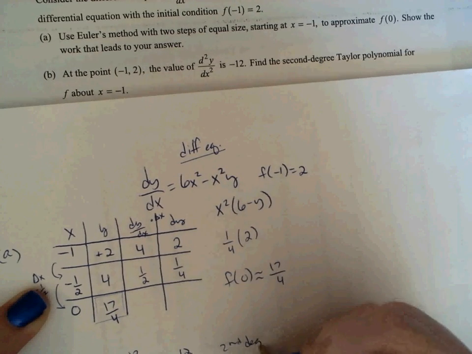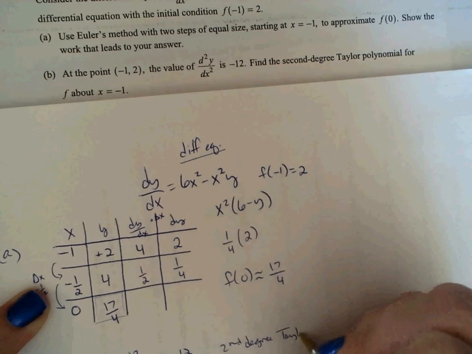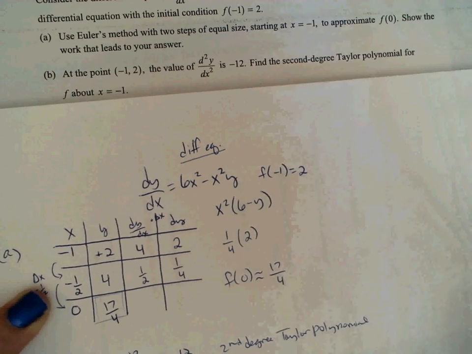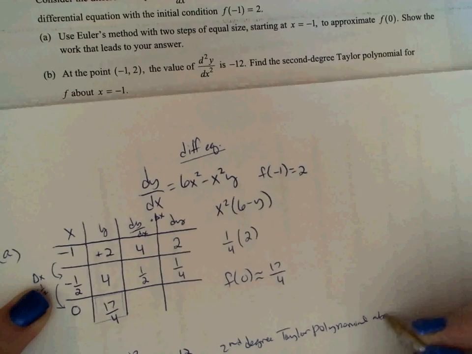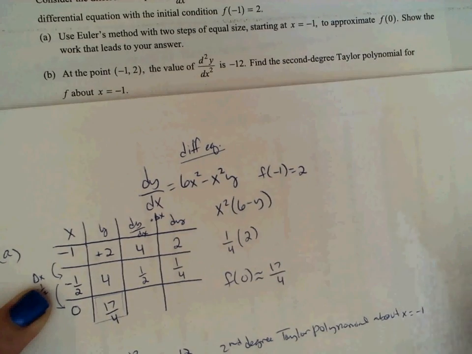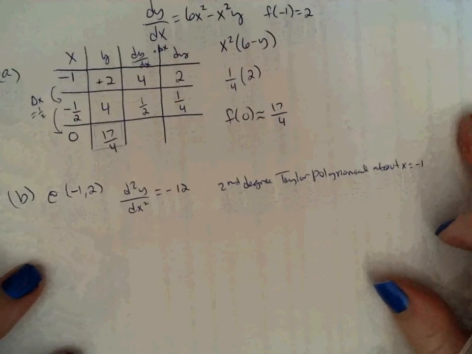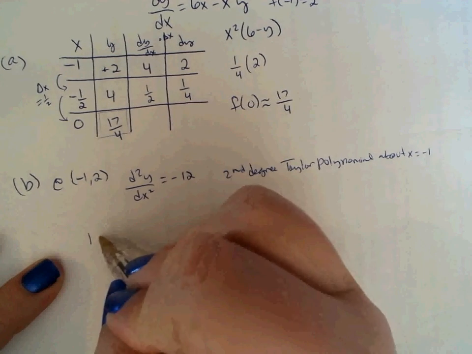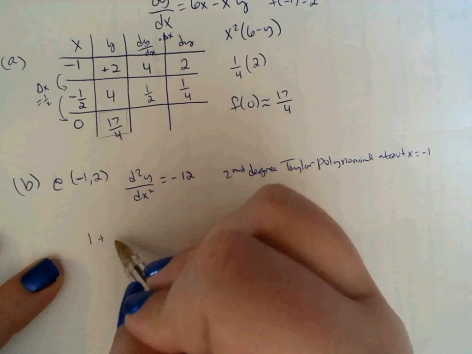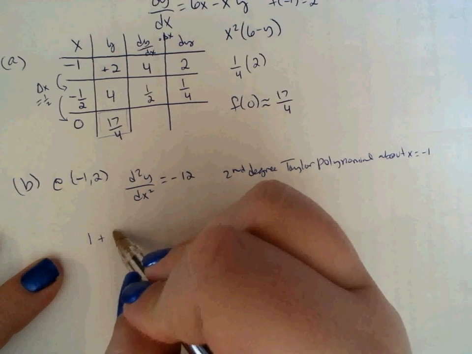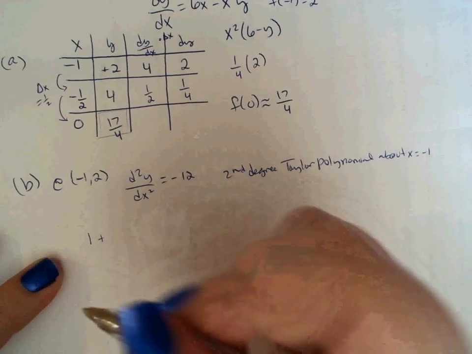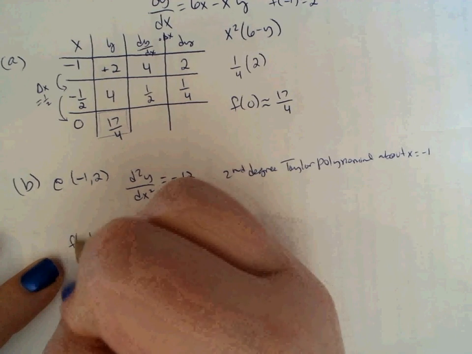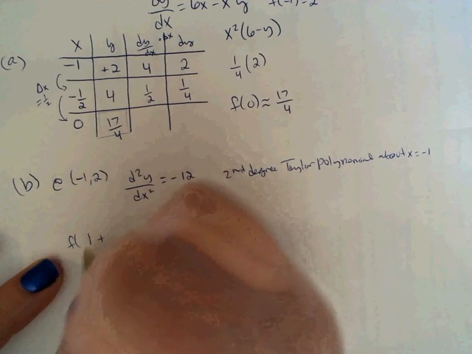We need the second degree Taylor polynomial about x equals -1. Alright, so let's remind ourselves. We've got 1 plus, then we do, oh, sorry. I don't know why I said 1. We've been doing some other problems first. So we do f of -1.